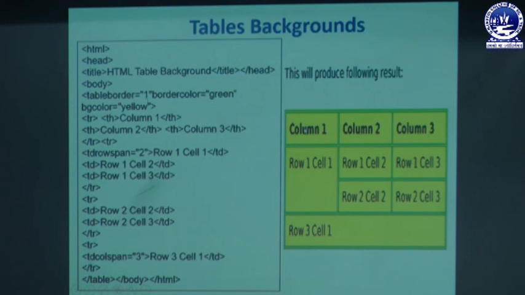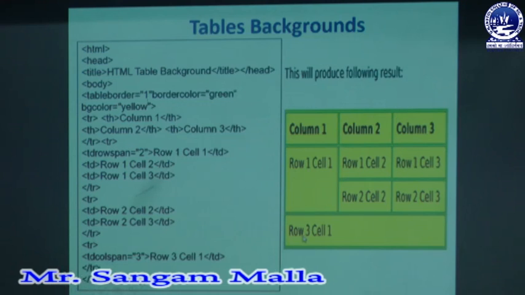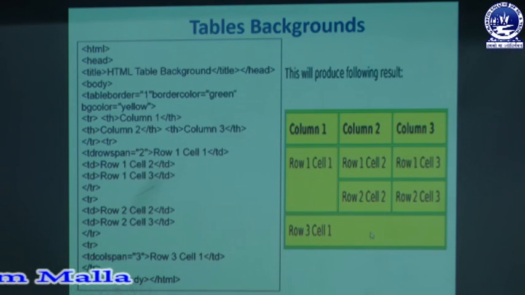So we actually have 4 rows, in which the first one is the heading, and the second, third and fourth are data. In the second row we have increased the row size, and in the last row we have increased the column size. So if we want to increase the row size, we can use row span, and if we want to increase the column size, we can use column span.